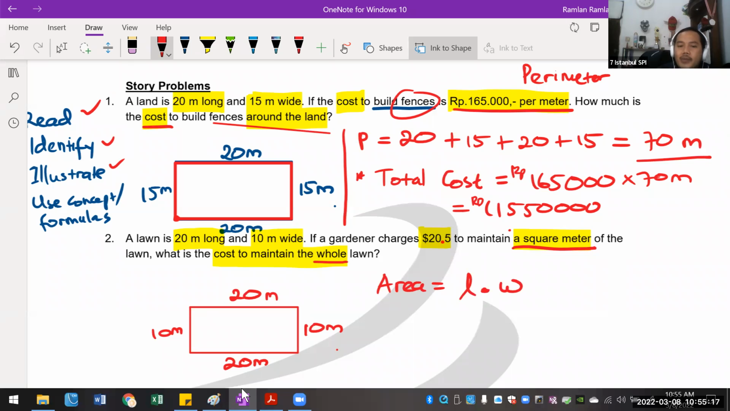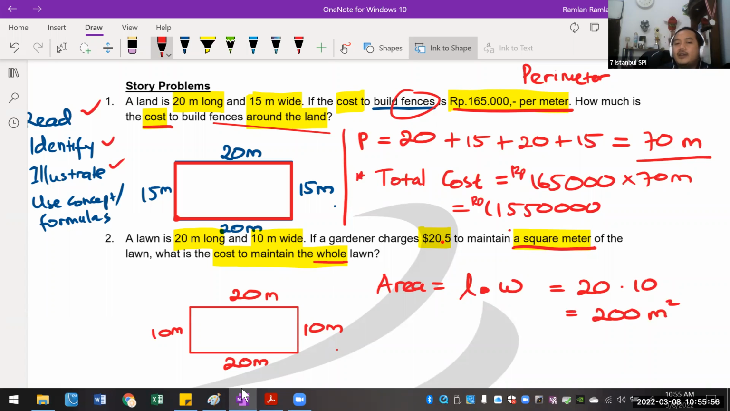Multiply that. And remember, guys, I'm gonna use a dot to represent multiplication instead of x. Jadi kalau kalian lihat ada tanda titik di tengah-tengah gitu ya, berarti ini dikali ya. So it's length times width. Because we already know that the length is 20 and the width is 10, so just 20 times 10 is equal to 200. And the unit is meter square. So we know the area of this lawn is 200 meters square.